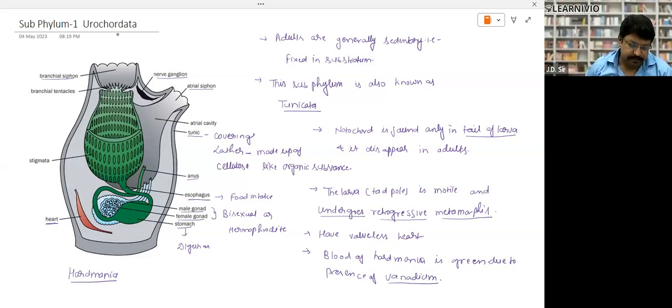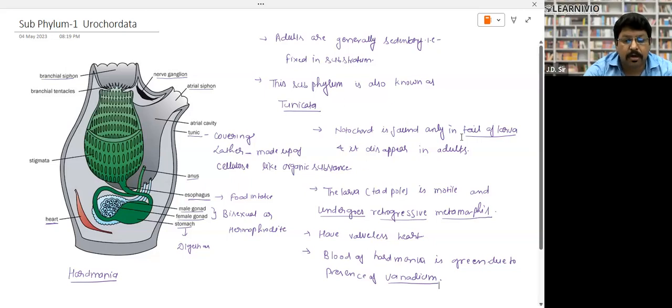Is it clear? Tell me, guys, is it clear or not? Yes, sir. This was Urochordata. It is very important and you need to cram it, you need to remember it. Noted down everything? Martin, clear? Sidika, clear? Yes, sir.